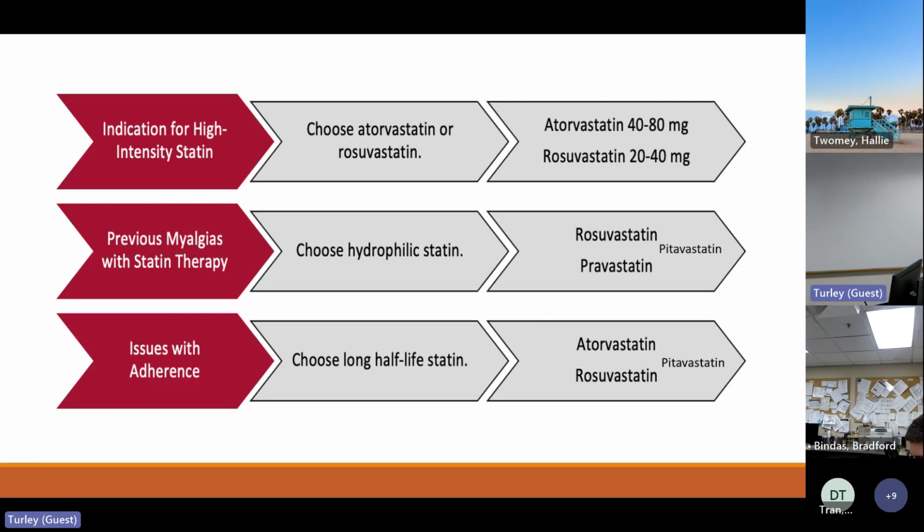The way that I teach people how to remember these statins is Crestor is like a crest of an ocean wave. So that might help you remember that Crestor is good because it's hydrophilic. And then there's the PP statins. The PP statins are also hydrophilic, and that is pravastatin and pitavastatin. So those are the three main statins that you want to try and use if your patient has had myalgias.